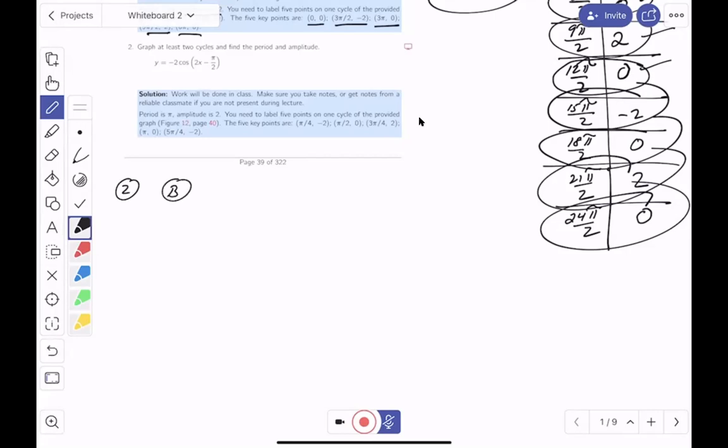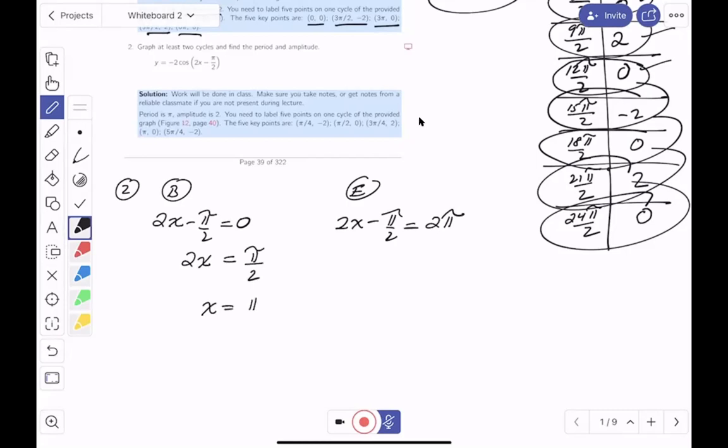Well, cosine curve, 2x minus pi over 2 equals 0. The end of it would be where 2x minus pi over 2 is equal to 2 pi. All right, so I'm going to see if I can solve that for x. What do you get there? You get pi over 2, add pi over 2 to both sides. x equals pi over 4.